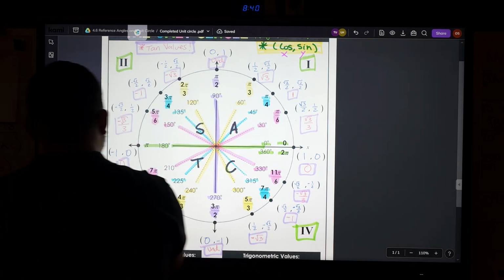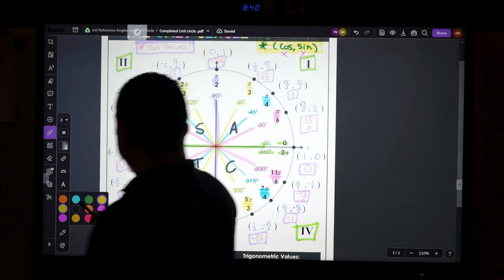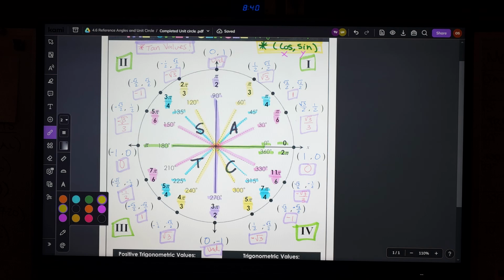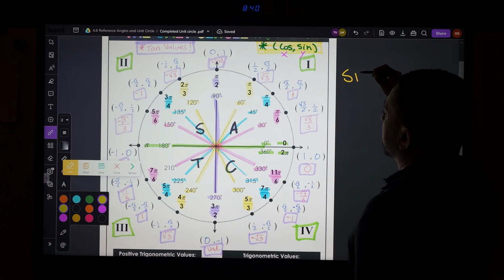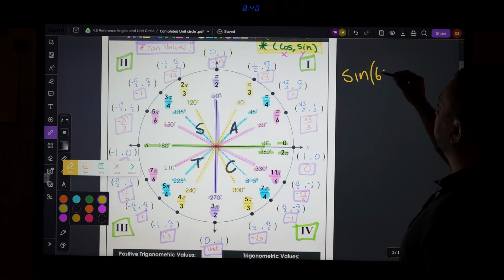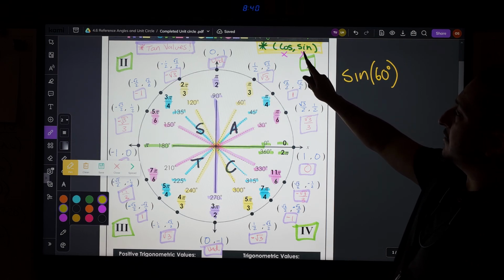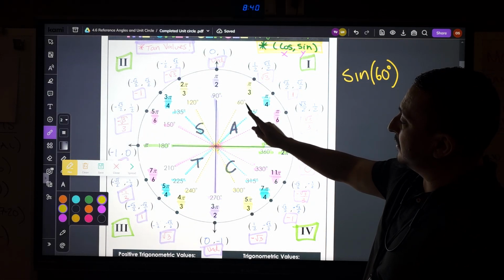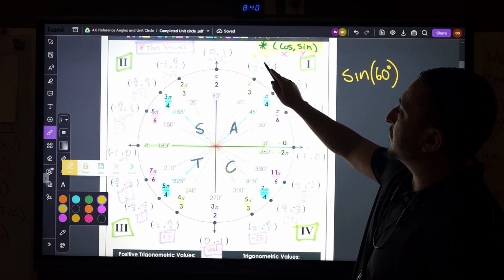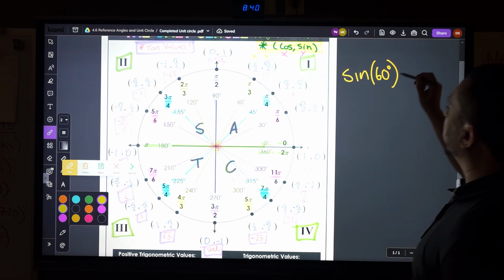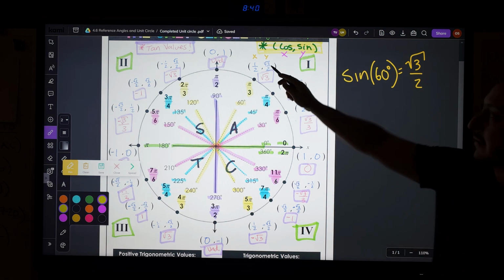For example, if they asked us, what is the sine of 60 degrees? I can't write out there, sorry, I'll have to write with this. So if you look, sine is the y value. I go to 60 degrees right here, and here are the two values for 60 degrees. This is the x value, this is the y value. So the sine would be the y value, which is square root of 3 over 2.